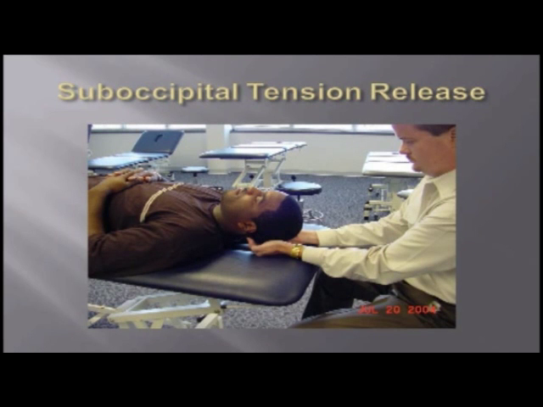Suboccipital tension release should be the money shot for anybody who's got any kind of suboccipital headache, anybody who's got any sort of vagal symptoms. Don't forget that the inferior vagal ganglia sits right under the jugular foramen, and that suboccipital space, or just lateral to that suboccipital space.